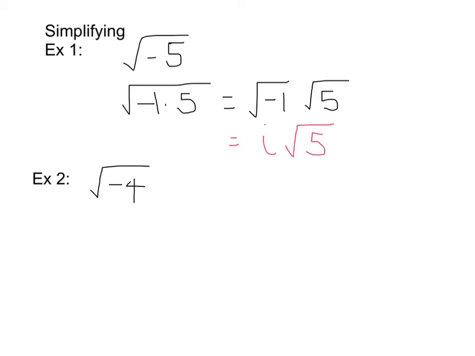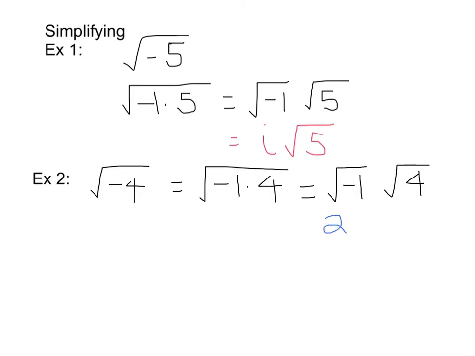Our second example is the square root of -4. So I'm going to rewrite that as -1 times 4, because -1 times 4 gives me -4. Then use the product property with the radicals, so the square root of -1 times the square root of 4. The square root of 4 gives me 2. The square root of -1 gives me i, so your answer is 2i.